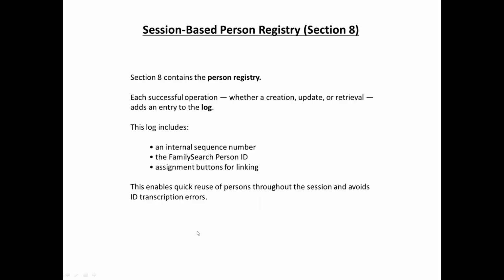Section 8 contains the person registry. Each successful operation, whether a creation, update, or retrieval, adds an entry to the log. This log includes an internal sequence number, the FamilySearch person ID, and assignment buttons for linking. This enables quick work with persons throughout the session and avoids ID transcription errors.